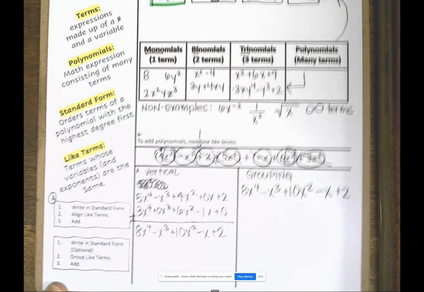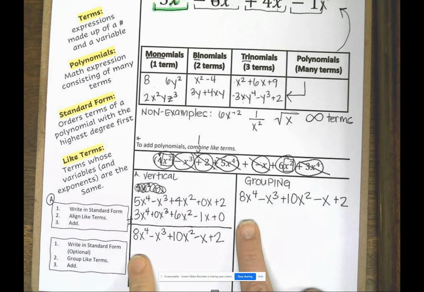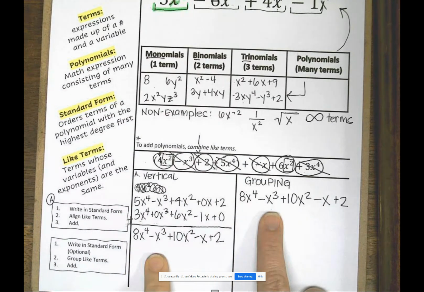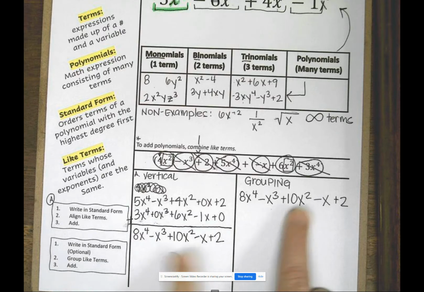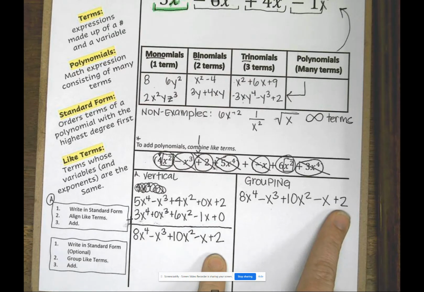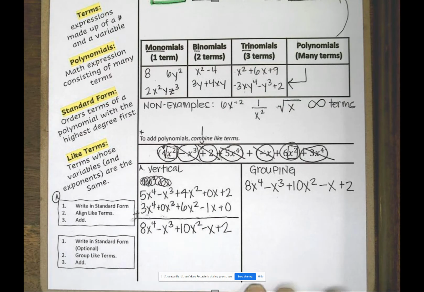Now, if you compare my two answers, I have the exact same answer. 8x to the 4th plus x to the 3rd plus 10x squared minus x plus 2. Whichever way you would like to do it and organize your thoughts, however your brain sees this problem, do it that way. I'm going to give you a practice problem, and then we're going to try substituting polynomials.